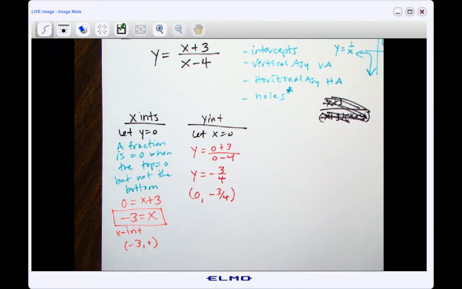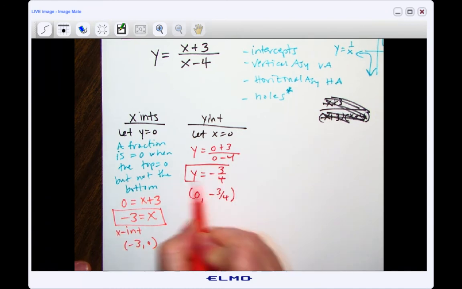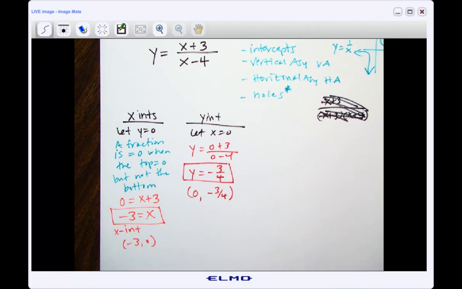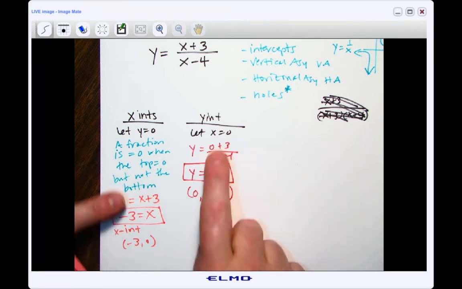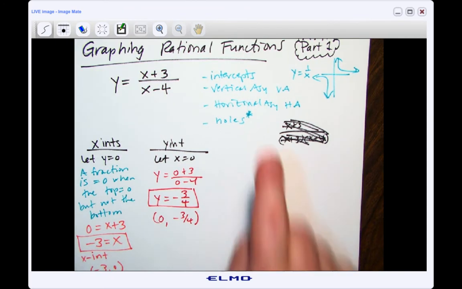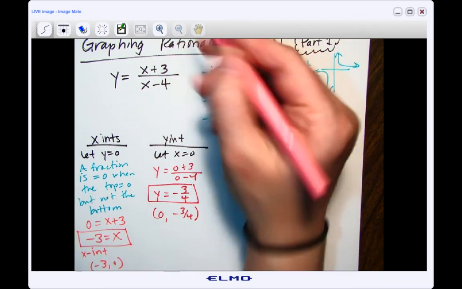I usually just leave them this way. But if they ask for the coordinate or whatever, you know that the other one is 0. Right? You just made it 0. So okay, those are my intercepts. I did number 1. Done.